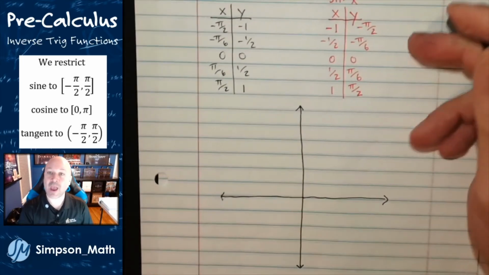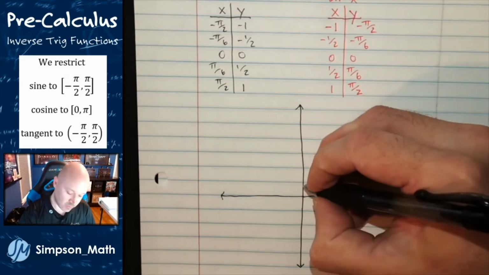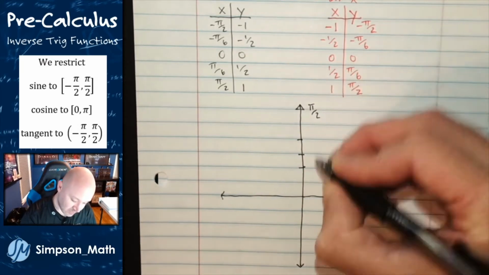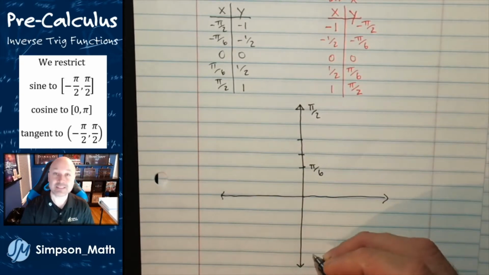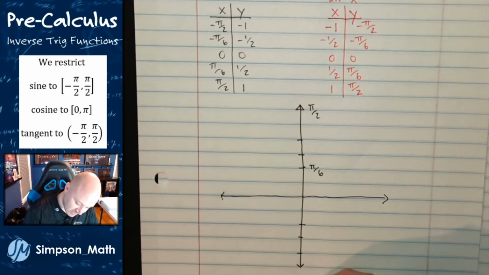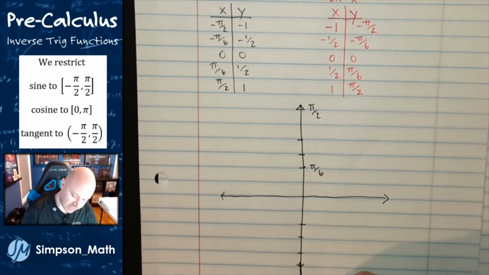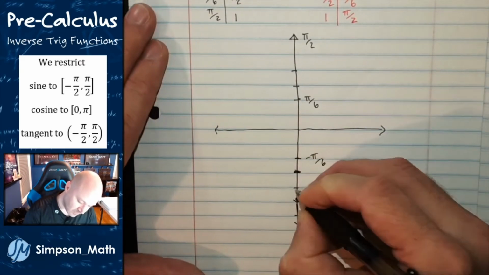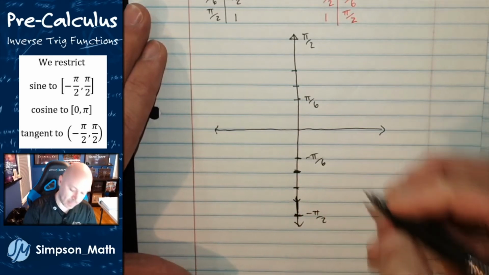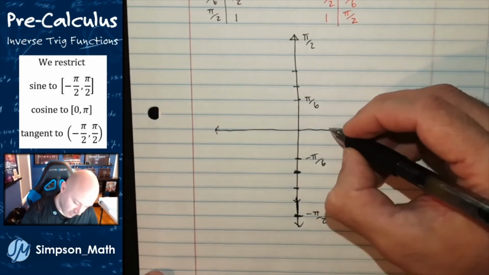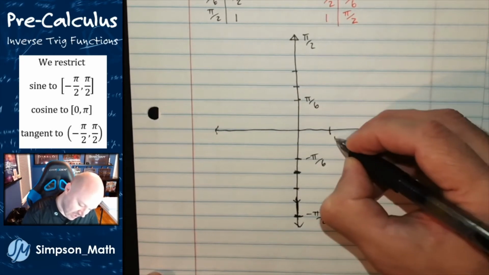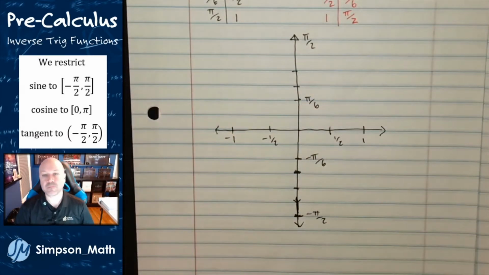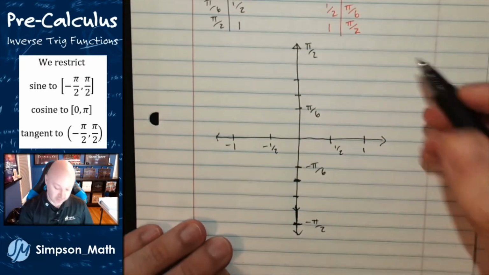So from 0 on my y's, I need the radians. So now I'm going to do up and down, skip, dash, dash, dash, skip, dash. There's pi halves. There's pi 6. Similarly, skip, dash, dash, dash, skip, dash. There's negative pi halves and negative pi 6. I'll choose where to put 1/2 and 1. And then I can plot the points that I just had.